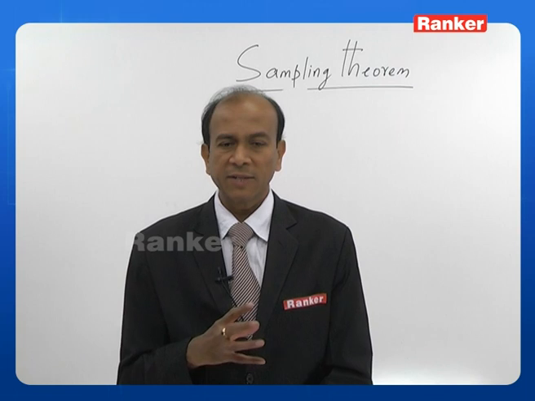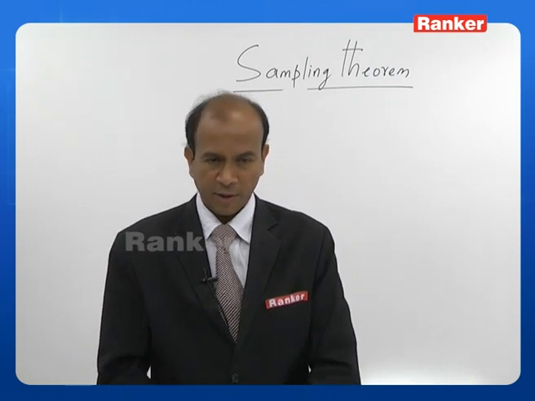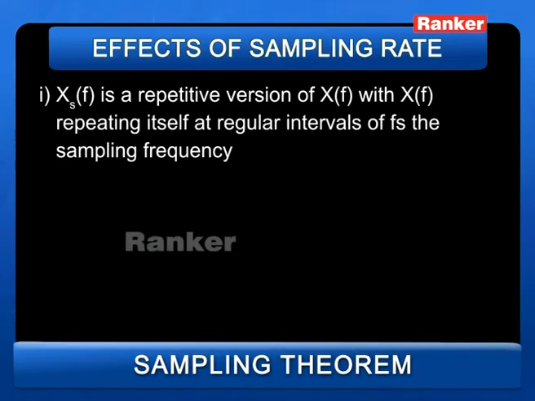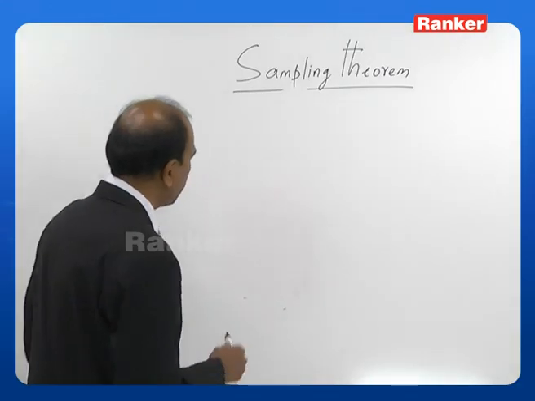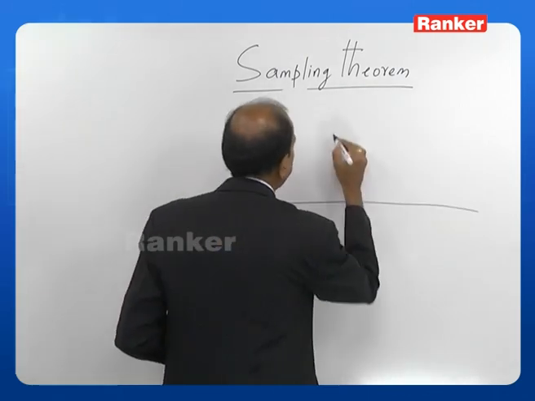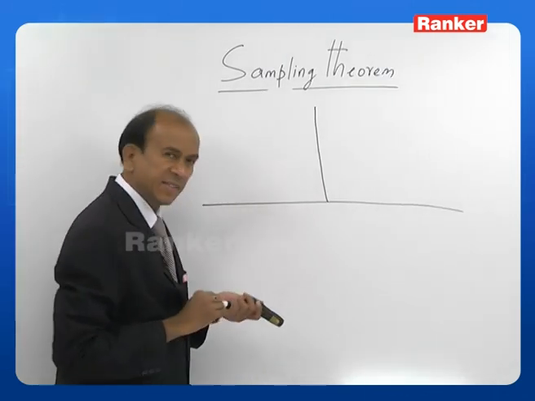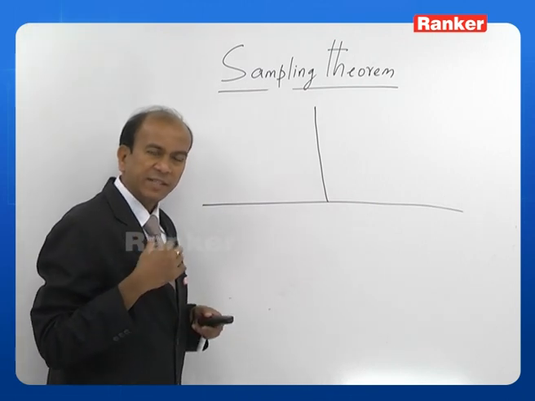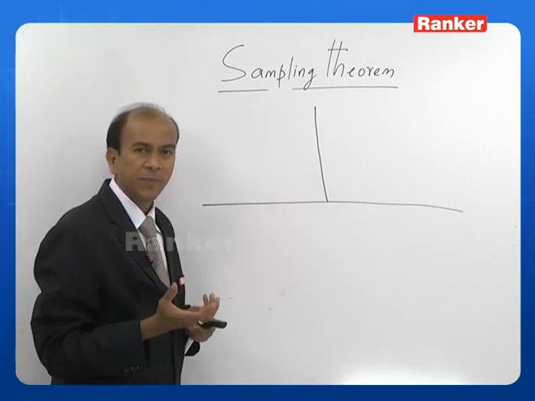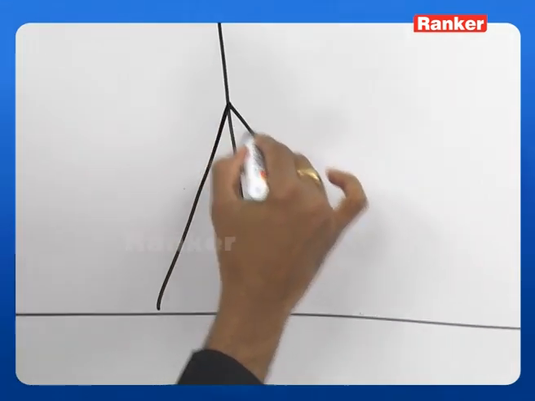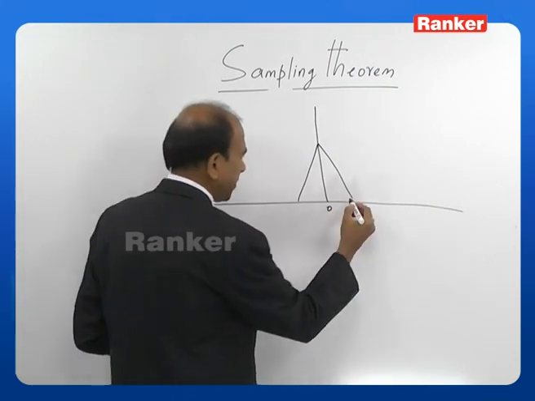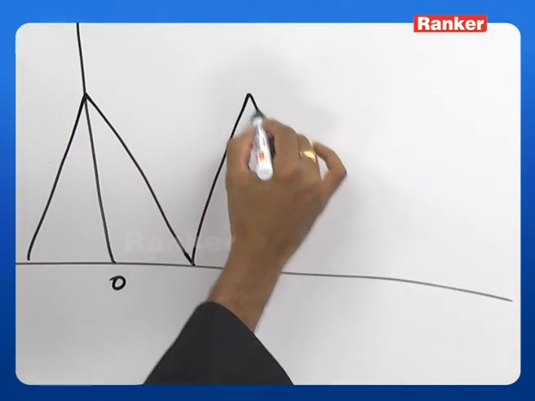Let us see what the effects of sampling rate are. The first point: xs of f is a repetitive version of x of f, with x of f repeating itself at regular intervals of Fs, the sampling frequency. Okay. So, let us see this on the board. What is happening here? We are saying that xs of f is a repetition of x of f at the sampling rate. We have seen this. Let us say this is the first repetition. The second repetition is happening here. The same signal, if you see, is being repeated, isn't it?